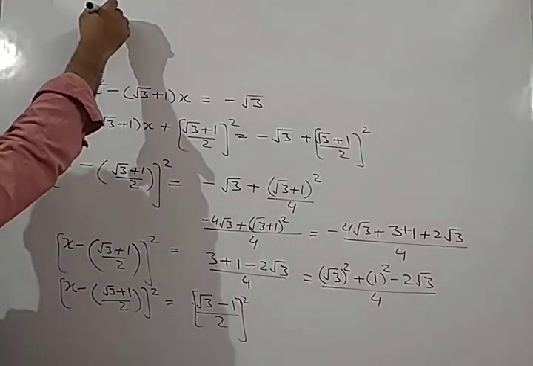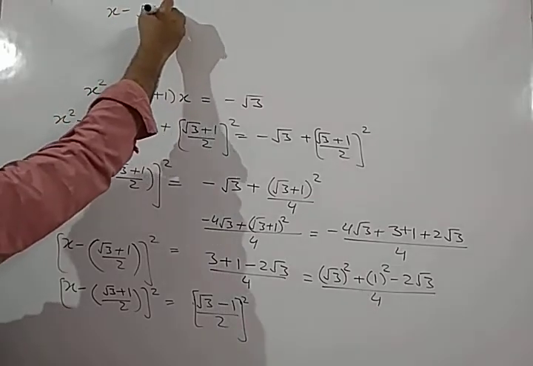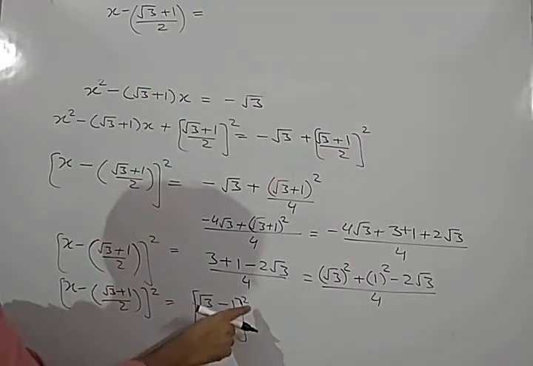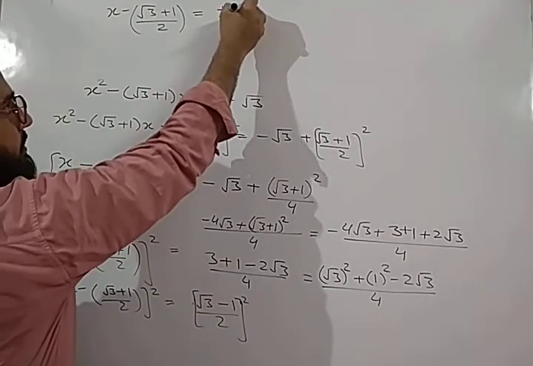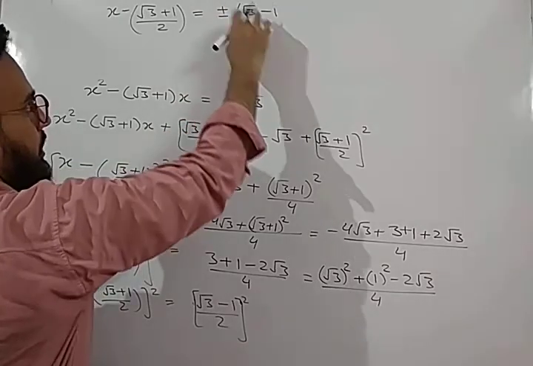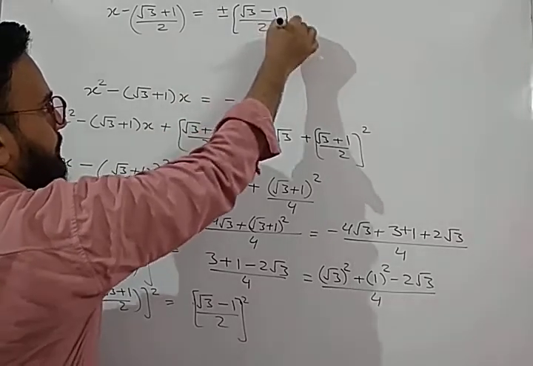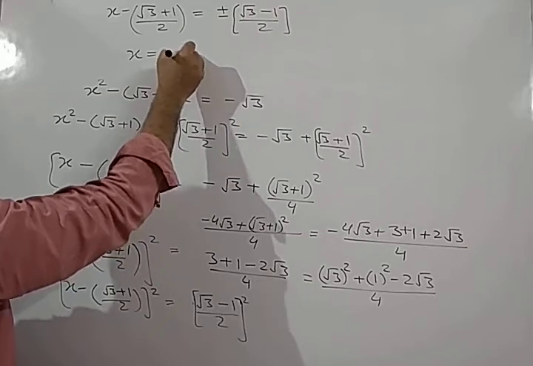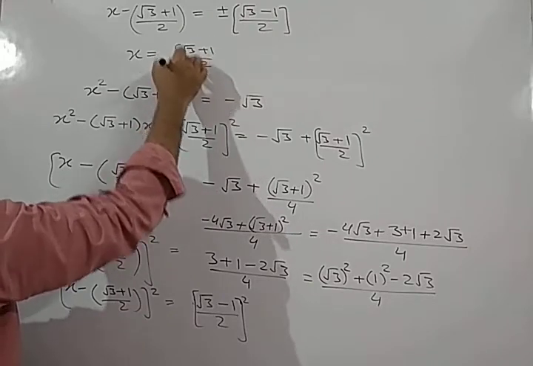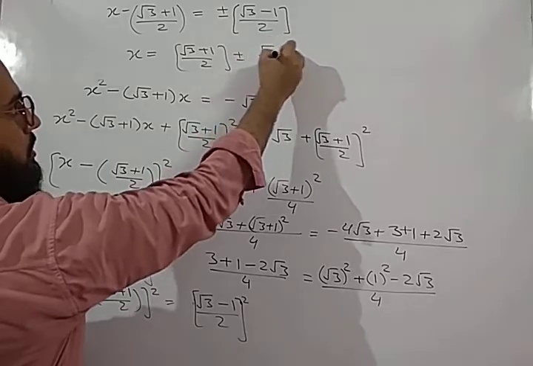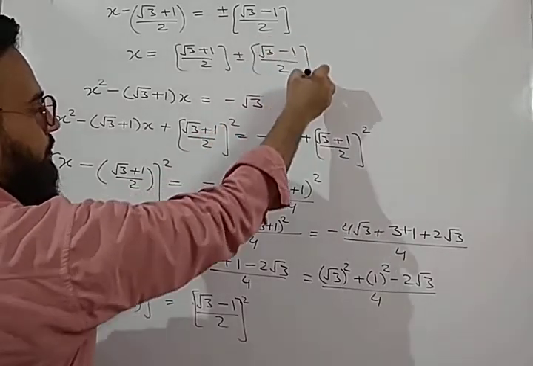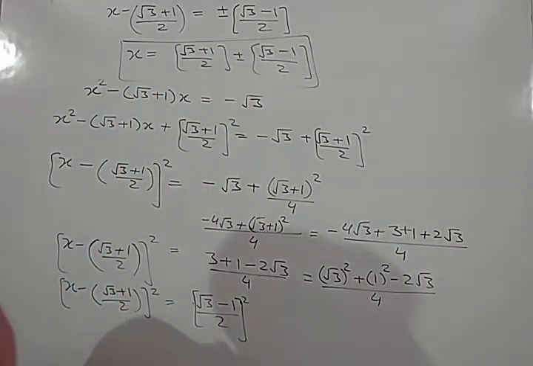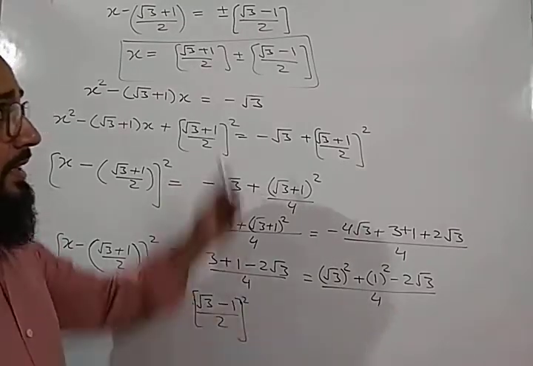Now taking the square root, we will get x minus (root 3 plus 1) by 2 is equal to plus minus (root 3 minus 1) upon 2, because when we take the square root there will be both plus and minus signs. So what will be the value of x? Taking this term to the right hand side, x will be equal to (root 3 plus 1) upon 2 plus minus (root 3 minus 1) upon 2. Okay, so this is the answer. We have got the value of x. Now we will take the positive sign first, then the negative sign.